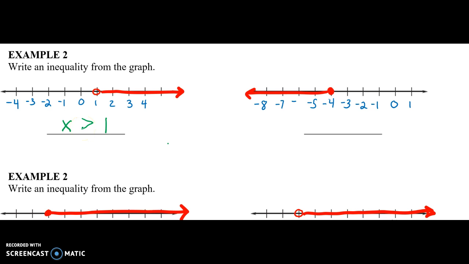If we look at our second example, we'll make our x. -4 is the number that we're looking at. And because it is closed in and going to the left, we know that it's less than or equal to. So we include that equal bar at the bottom. Try the next two examples.